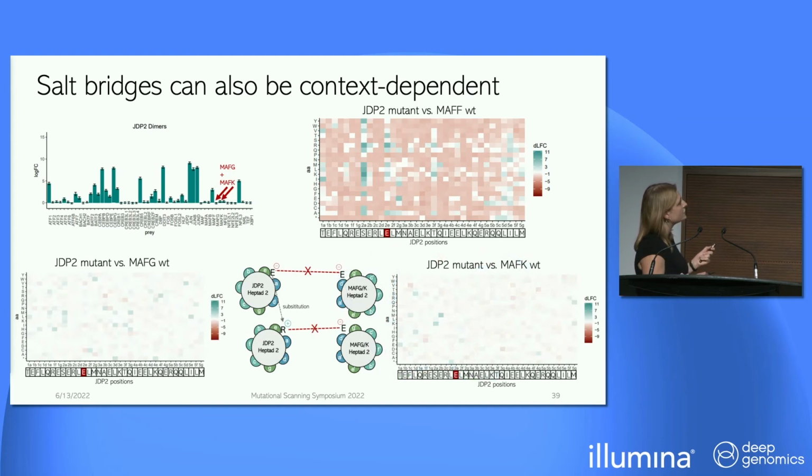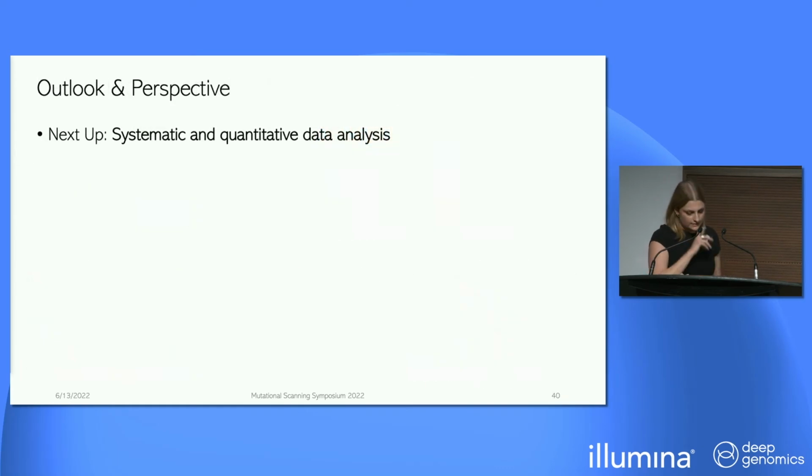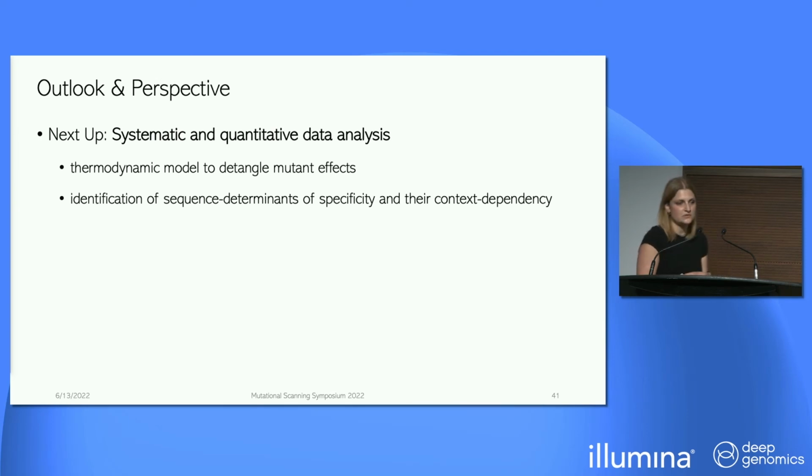Interestingly, if we compare it to MAFG and MAFK, which do not interact with JDP2, but also have a glutamic acid at position 2E, the mutation to arginine is not sufficient to induce this novel dimer. So again, this context dependency. All right. And with this, I just showed you some first results that we have. And as you can see, these are just some individual things and trends that we observed, but you may imagine that already with these few individual trends, if we put them together into a simple model, we might be able to predict quite some things, and this might make sense combined together.